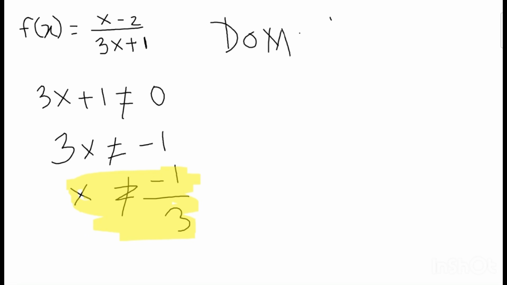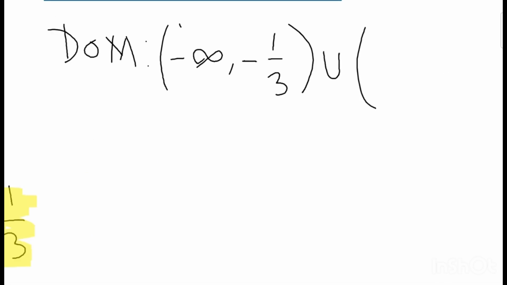To write the domain in interval notation, first we will put parentheses, then negative infinity to negative 1 over 3, parenthesis closed, union, parenthesis negative 1 over 3 to positive infinity, and parenthesis closed.